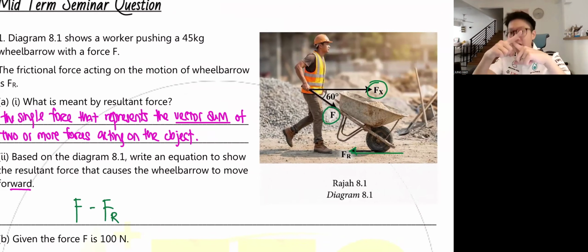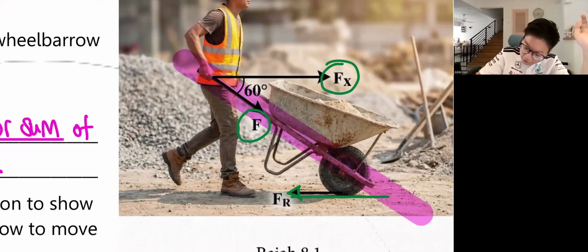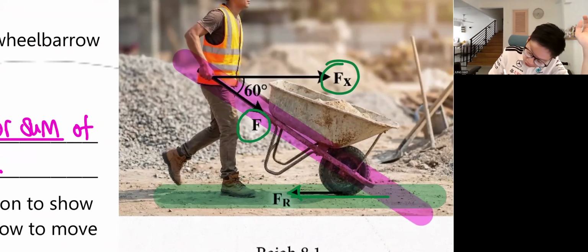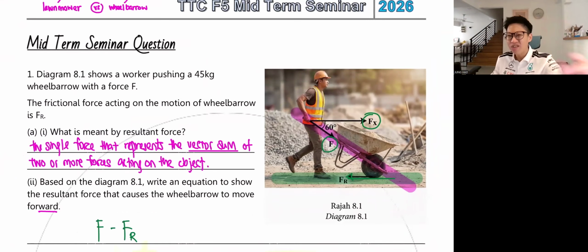But the answer is cannot. Why cannot? Okay, remember guys, when we add force, minus force, everything, you have to make sure that your force is on the same axis, same direction. Okay, F is this direction, correct? Your Fr is this direction. So guys, are they the same direction or not? This pink and green, same or not? Different, right? So can you minus?